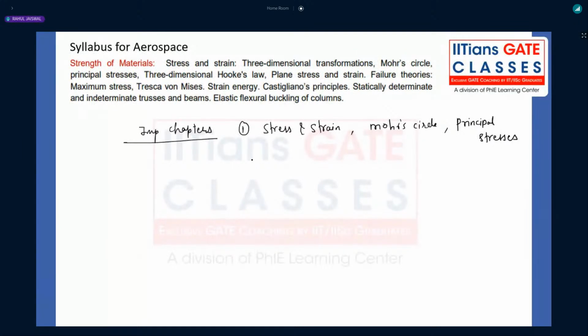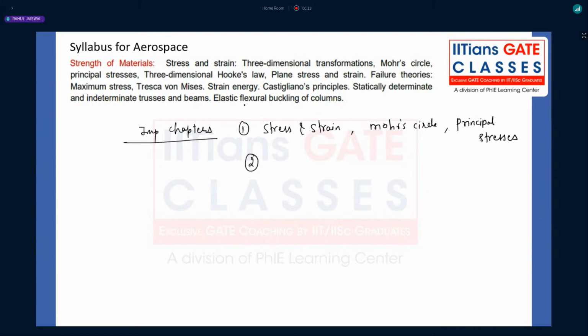Very, very important chapters, right? The second will be what? Three-dimensional Hooke's law, we have plane stress and plane strain conditions, right? And then we'll be having failure theories, right? Maximum stress theory, Tresca's theory, strain energy, right?